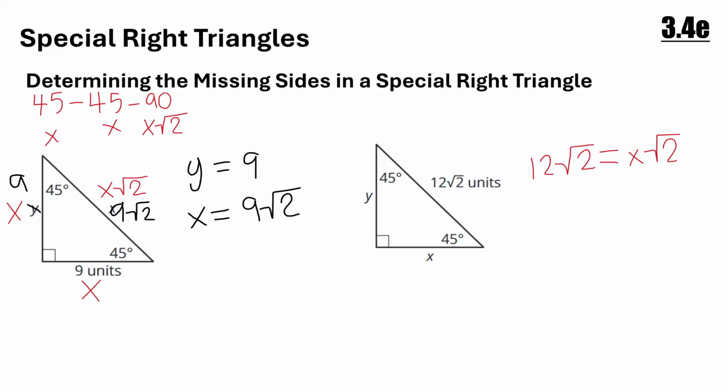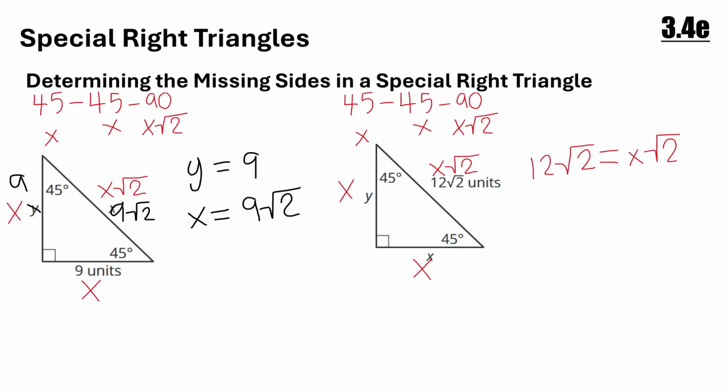The fourth triangle is a 45, 45, 90 degree right triangle, so we'll have side ratios of x, x, and x times the square root of 2. Sides x and y will have side length ratios of x, and side 12 times square root 2 will have a side ratio of x times the square root of 2.